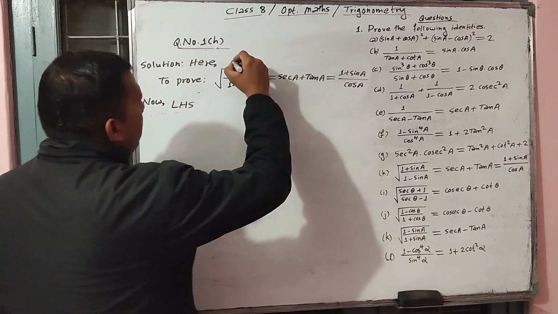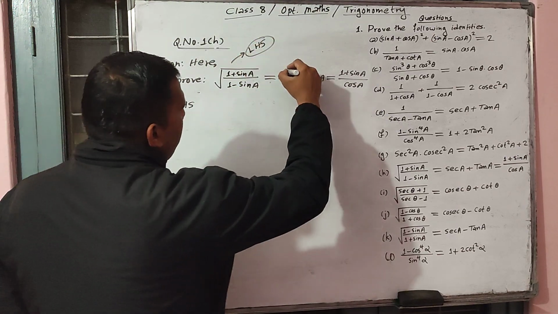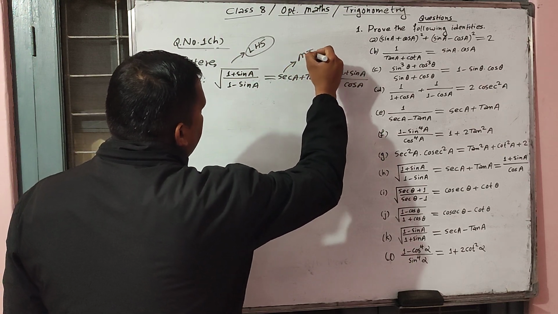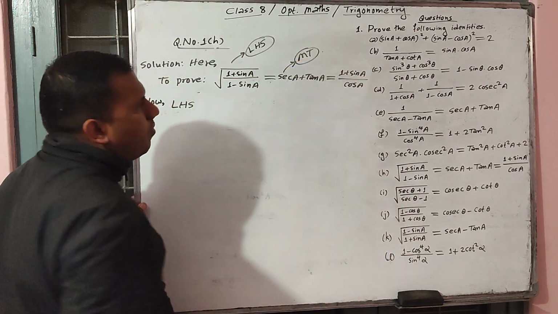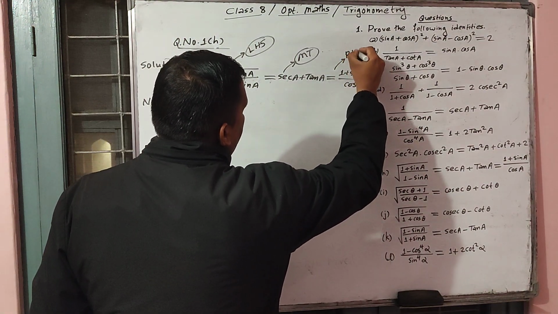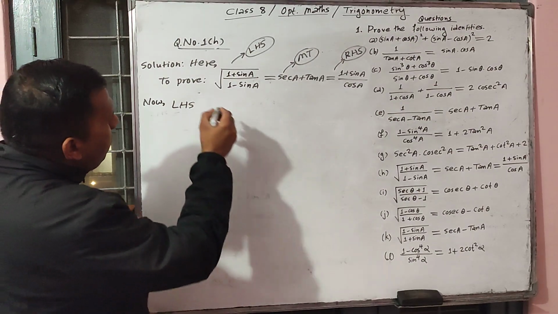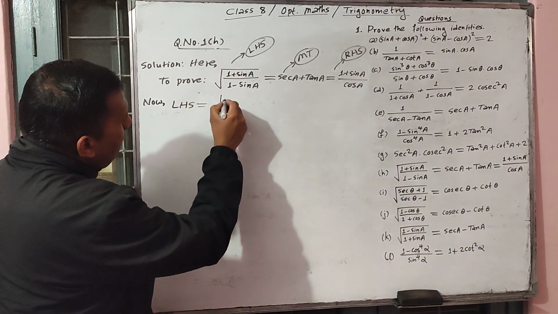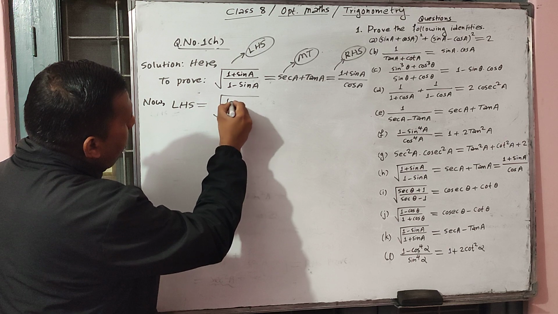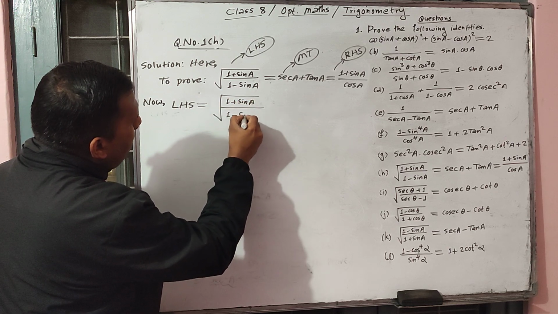This first part is the left hand side. This middle part is the middle term, empty, and this last part is the right hand side. So we can start from LHS. Here LHS equals the square root of (1 plus sin A) all upon (1 minus sin A).